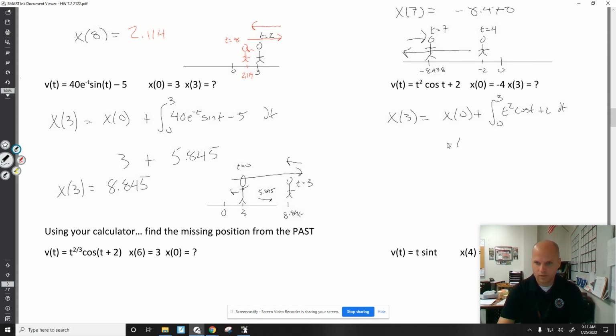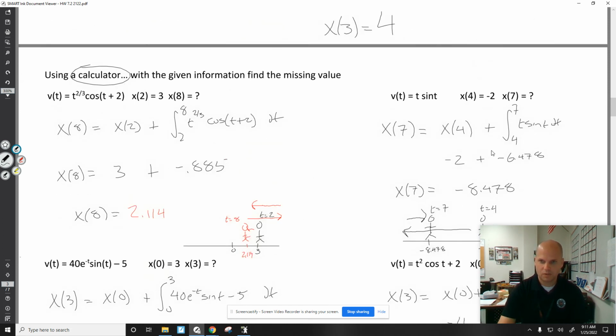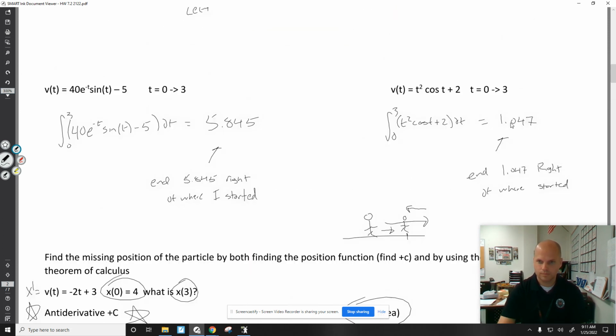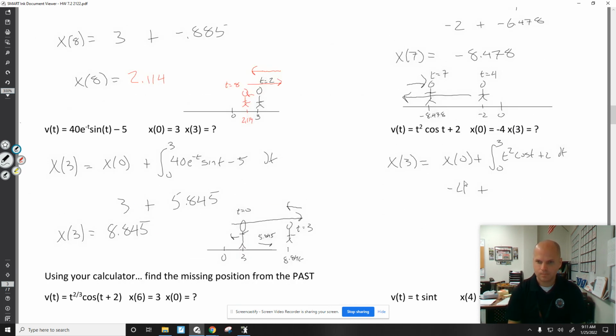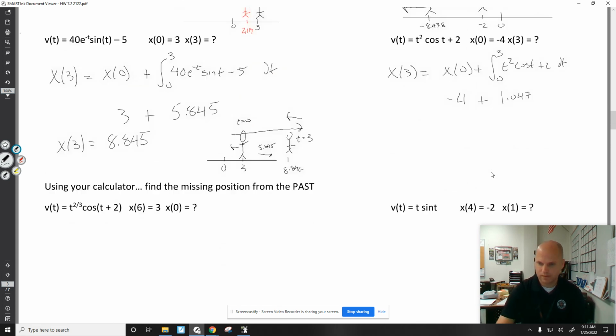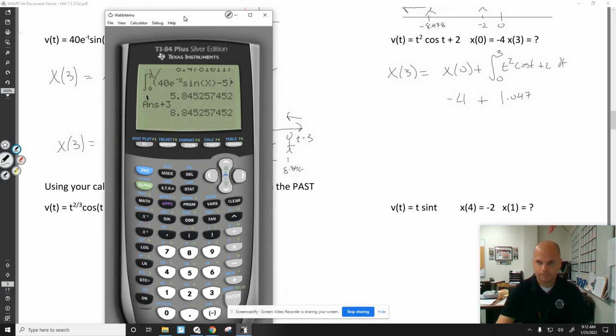So I started at a position of -4. My displacement was 1.047. I'll end up at like -2.9 something position.